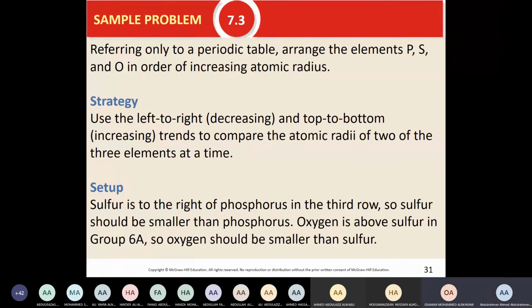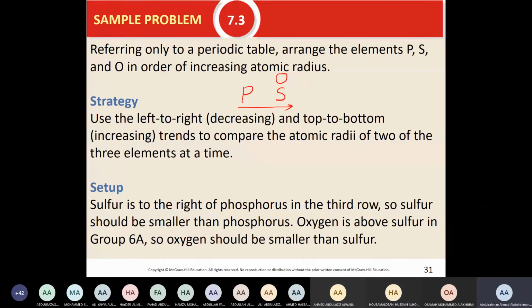Okay, let's do this problem, and I'll answer you through this problem. We have 3 elements. Go to your periodic table: phosphorus, sulfur, and oxygen. This is how they are arranged. From the size point of view, which is bigger, phosphorus or sulfur? Phosphorus. Why? Because it has more shells. Because it's on the left, because we are moving this way, less attraction.